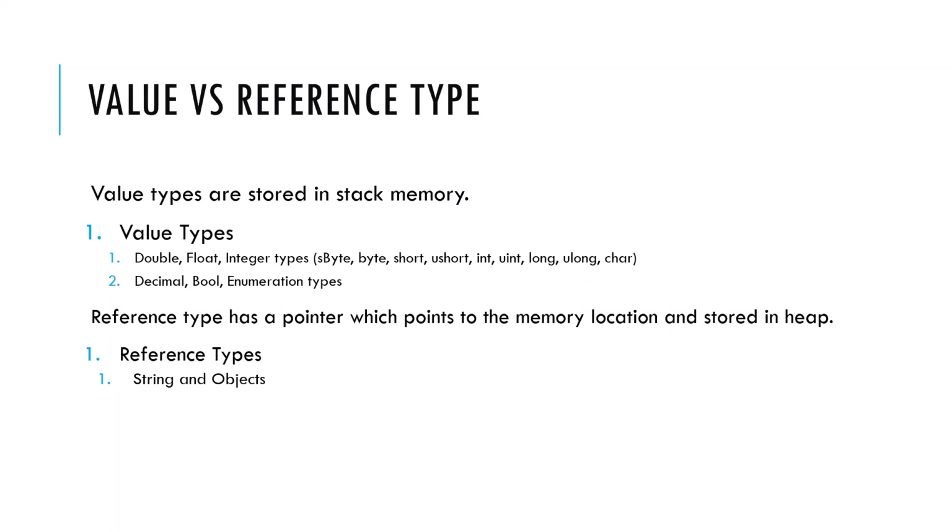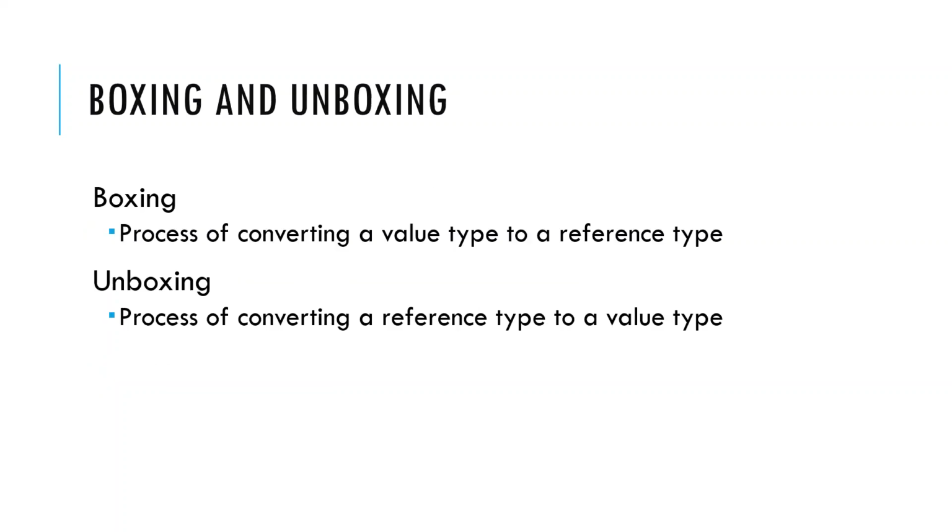So what is the difference between value type and reference type? Value types are stored in the stack memory, and .NET supported value types are double, float, integer, decimal, bool, and enumeration types. A reference type has a pointer which points to the memory location and is stored in the heap. The reference types are strings, objects, and so on. So what is the difference between boxing and unboxing? Boxing is the process of converting a value type to a reference type. Unboxing is the process of converting a reference type to a value type.